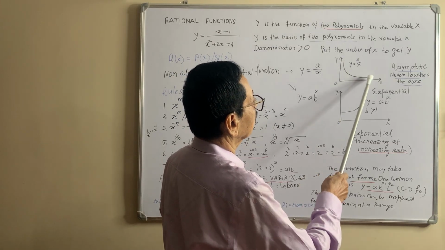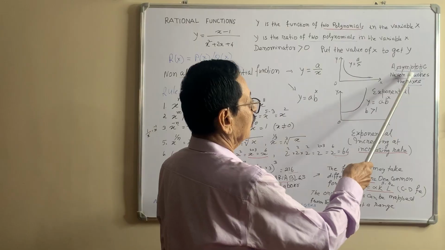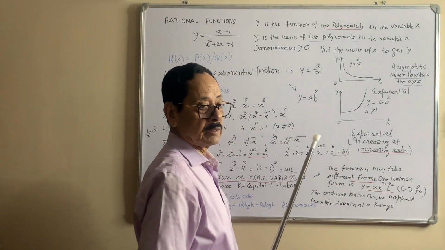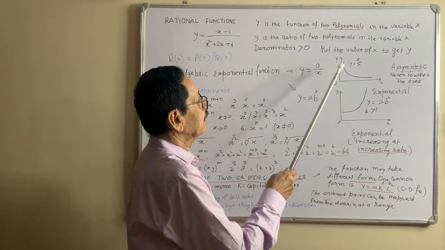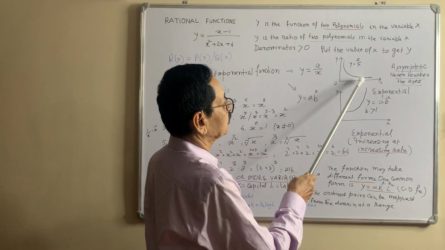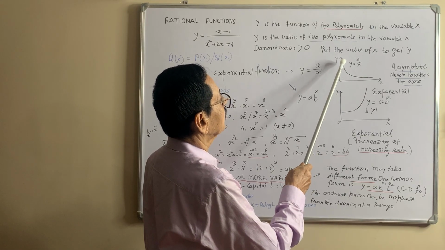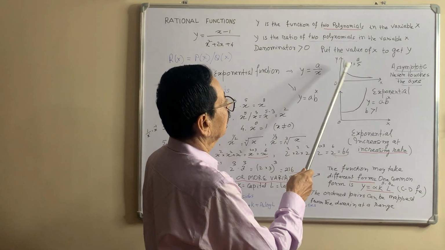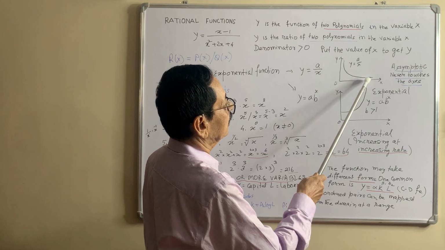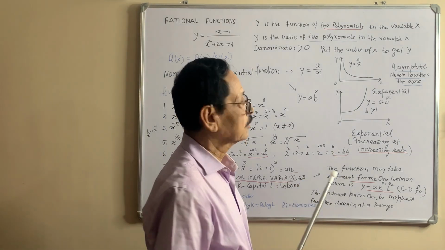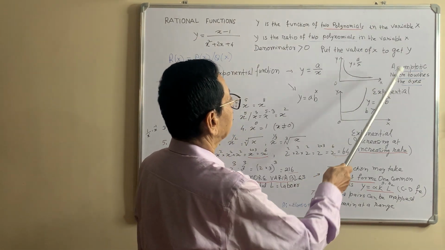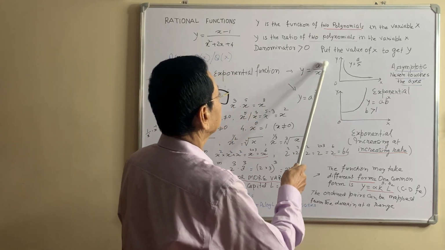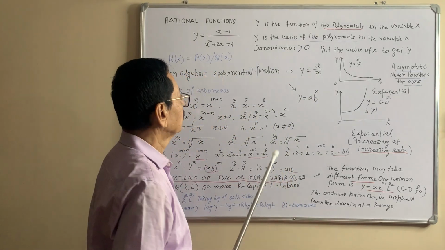So this curve is called asymptotic. That means it never touches the axis. So it never touches the x-axis or the y-axis. So it is asymptotic, and it is the ratio.